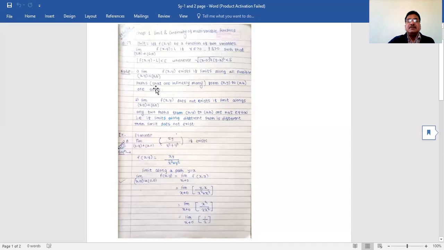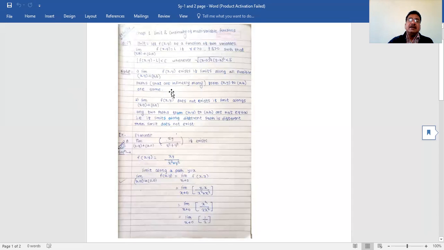In F.Y.B.Sc., if the right hand limit and left hand limit, only two limits, are equal, then we say the limit exists. And if the right hand limit and left hand limit of the single variable function are not equal, then we say the limit does not exist. But here, if we find two paths and along those two paths the limits are the same, then we cannot say that the limit as (x,y) tends to (a,b) of this two variable function exists.